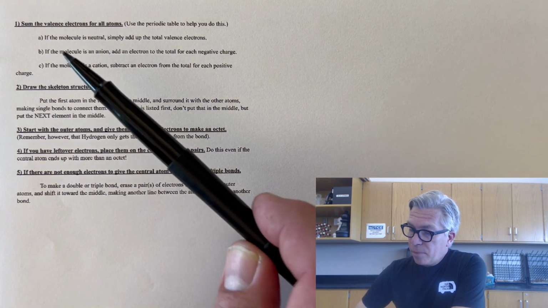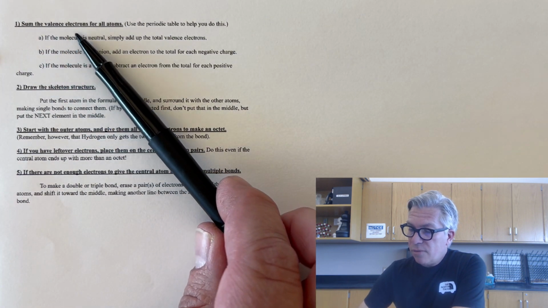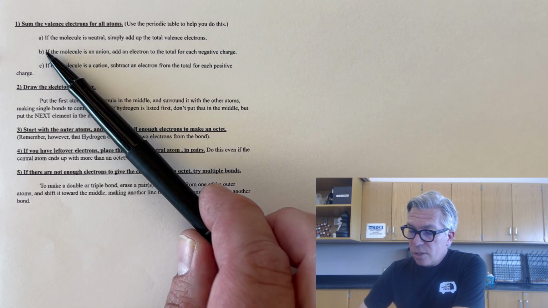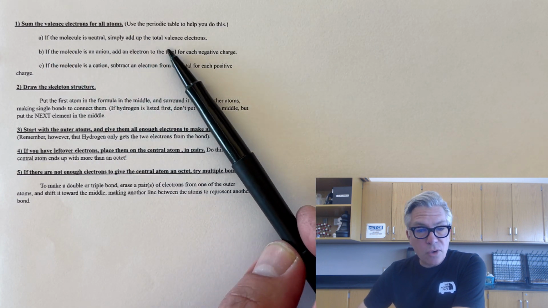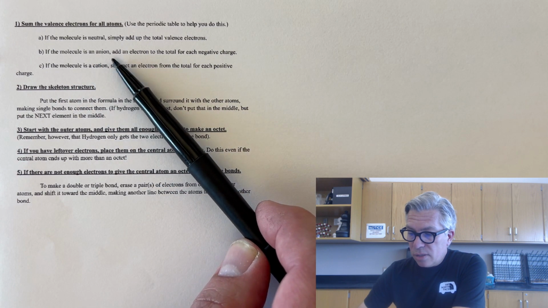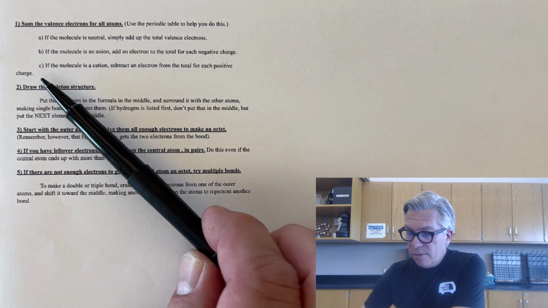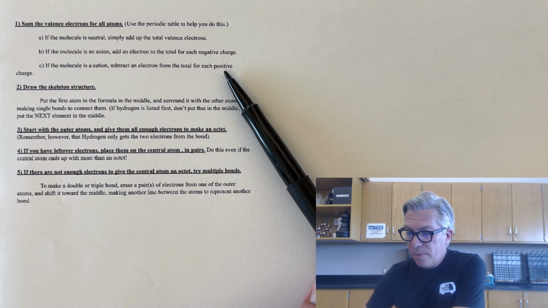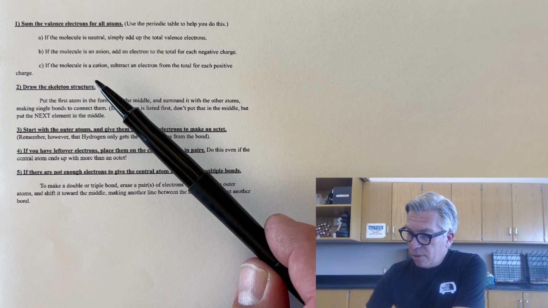But here we go. Sum the valence electrons for all the atoms. Use the periodic table to help you do this. If the molecule is neutral, we're going to simply add up the total valence electrons. If the molecule is an anion, we're going to add an electron to the total for each negative charge. If the molecule is a cation, subtract an electron from the total for each positive charge. So we'll get to an example of that.